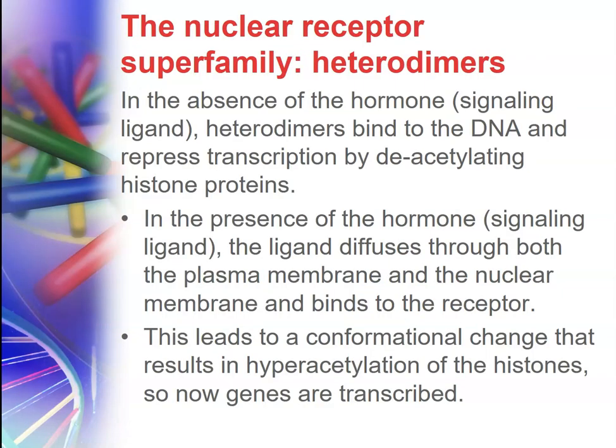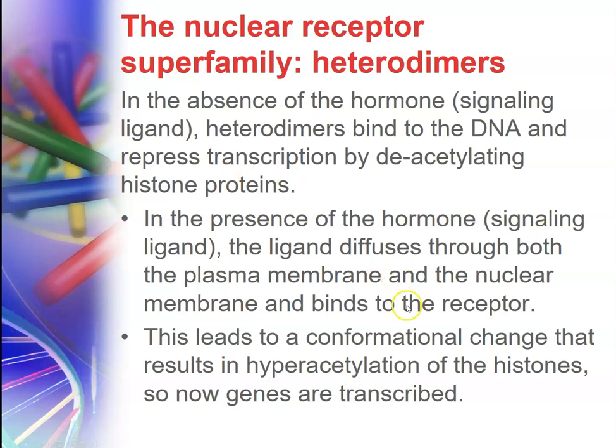So this nuclear receptor superfamily, again, some of them are homodimers, some of them are heterodimers. The heterodimers, in the absence of the hormone or the signaling ligand, bind to the DNA and repress transcription by deacetylating histone proteins. You remember that when we acetylate lysines, we got rid of the positive charge. So if you deacetylate the lysine residues on the histones, you bring back the positive charge. That means that these proteins are able to bind more tightly to the DNA.